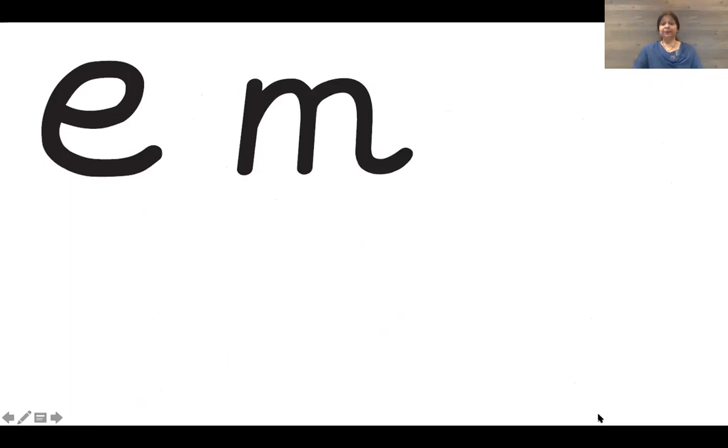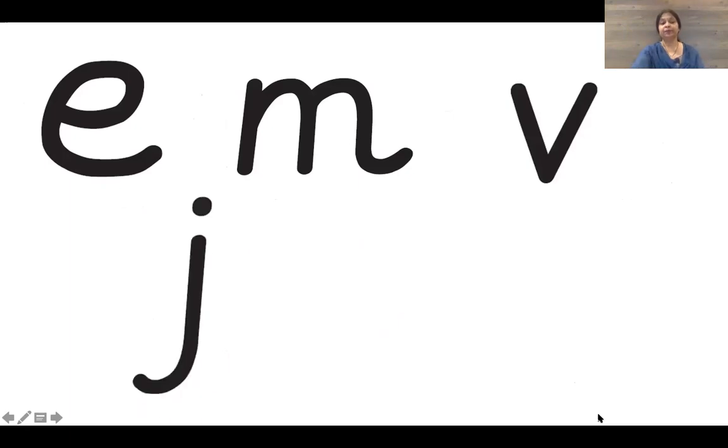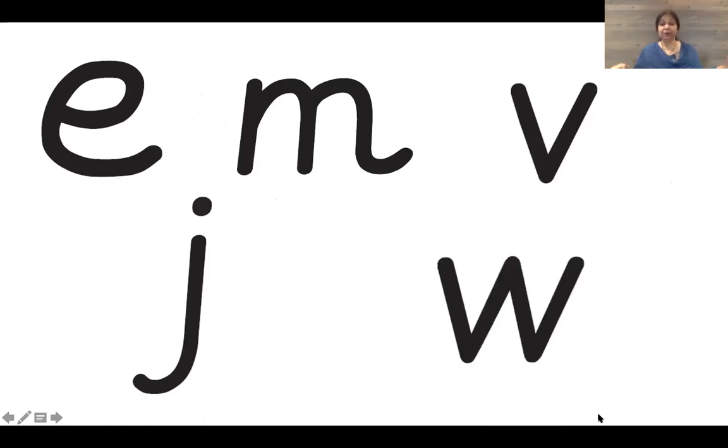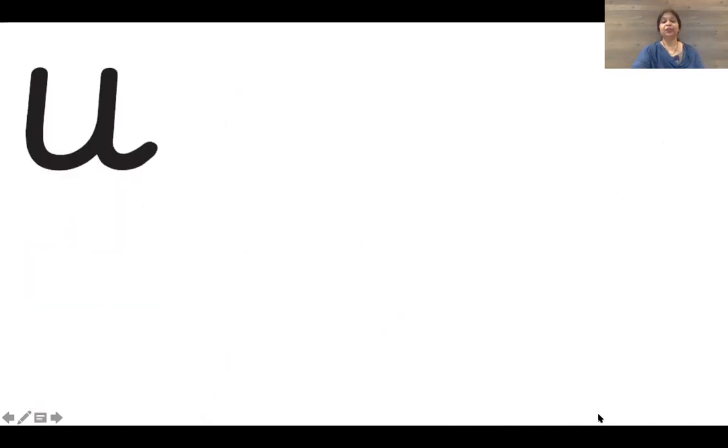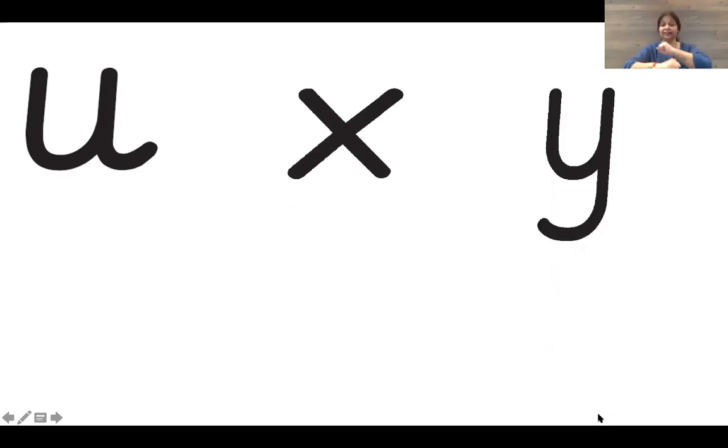M. M. V. V says V. J. J. W. W says W. U. A. And U also is a correct vowel. Wow, you all remember your vowels so well. X. X. Y. Y. Z. Z.